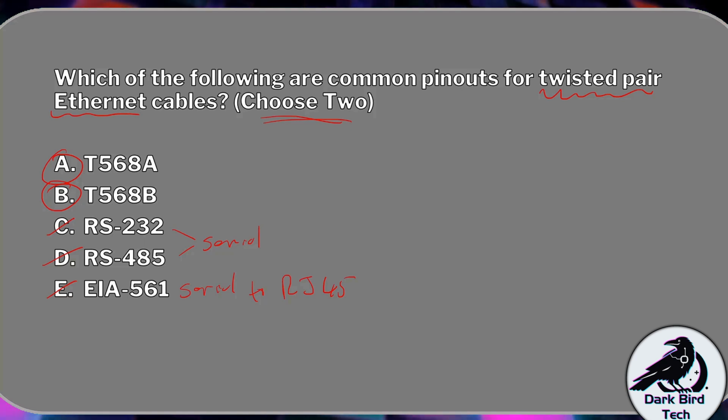Now, if you were looking at this going, but I don't know RS232, I don't know RS485, I don't know EIA561, you should still recognize T568A and T568B. So if that's what you recognize and the others you don't, go with what you know. Go with what you believe to be correct. This can be one of those agonizing questions in the exam, though, because you might worry, what if the thing I don't know is the right answer? Breathe, think about the question, and see, do you see options that are correct?